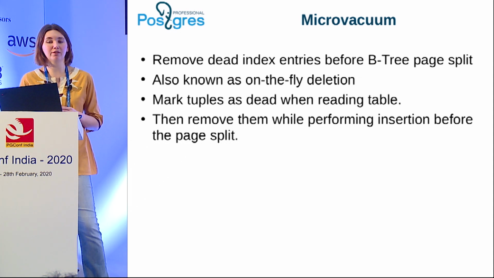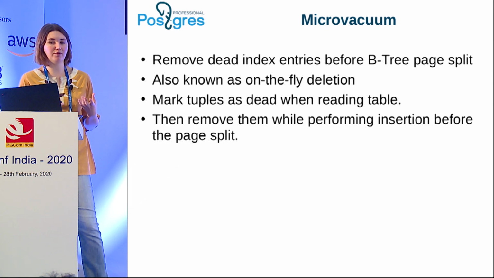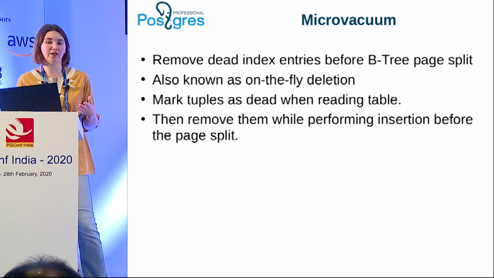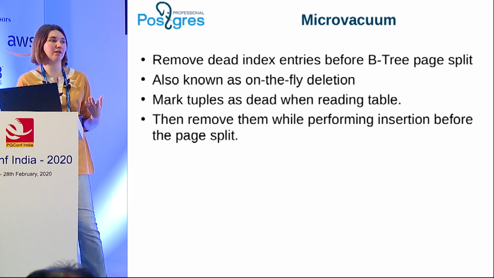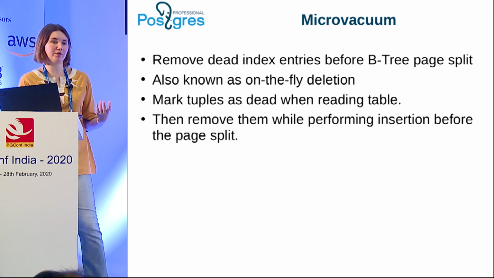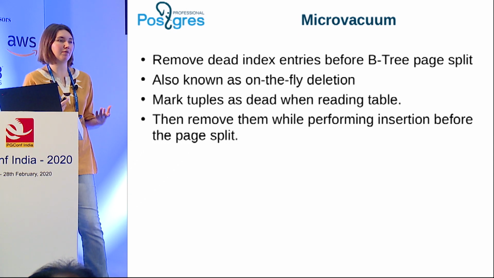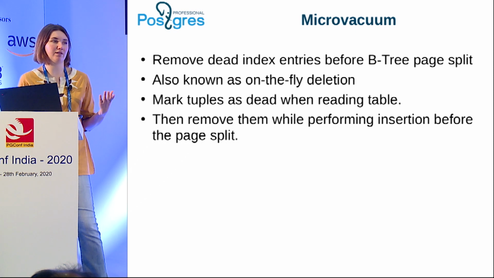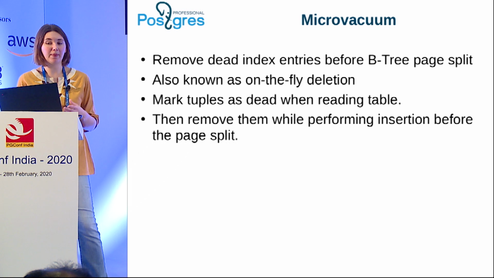There is a special optimization which is called Microvacuum or on-the-fly deletion, and it's useful to avoid page splits and index bloating when possible, to speed up vacuuming. It works like this. When we read index keys and recheck their visibility in the table, we can find that this particular tuple is invisible to all transactions. And we can mark them as dead tuples in the index using a special flag.